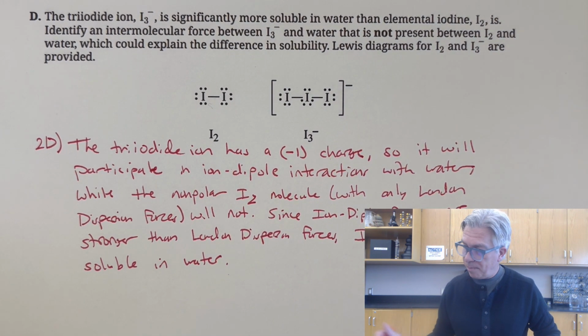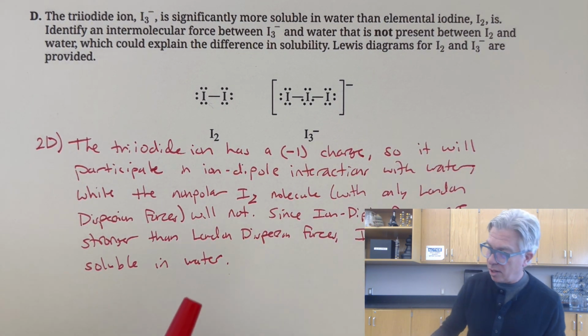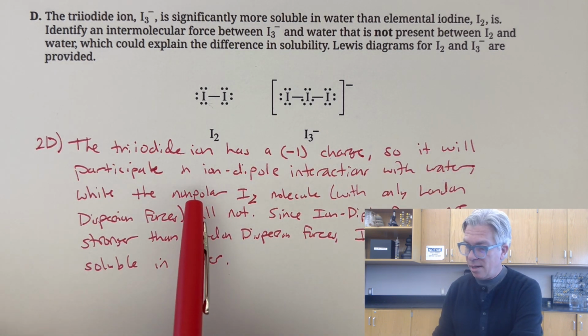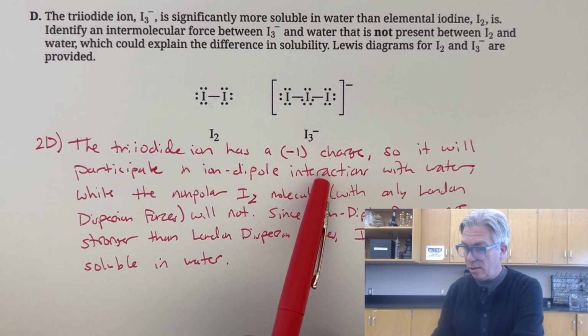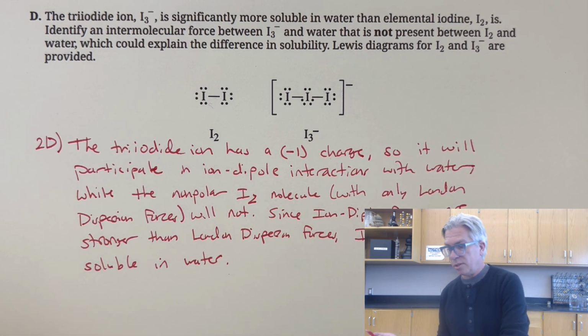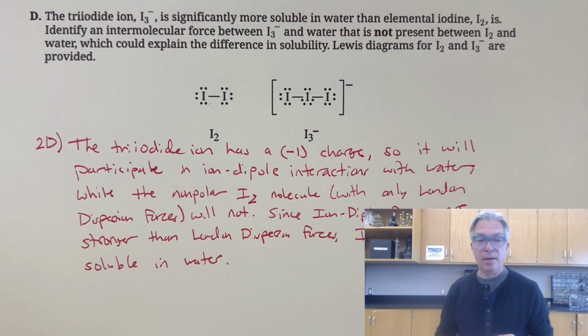And elemental iodine doesn't. So in 2D, this is what I wrote. The triiodide ion has a -1 charge. So it will participate in ion-dipole interactions with water, while the nonpolar iodine molecule with only London dispersion forces will not. Since ion-dipole forces are stronger than London dispersion forces, I3- is more soluble in water.